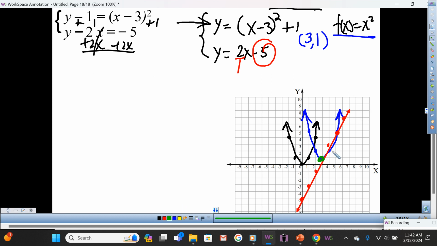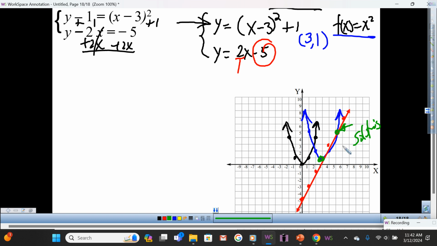What is this point and what is this point called? Tell your neighbor. What are those points called? Solutions. Why? That's where they intersect. That is correct.